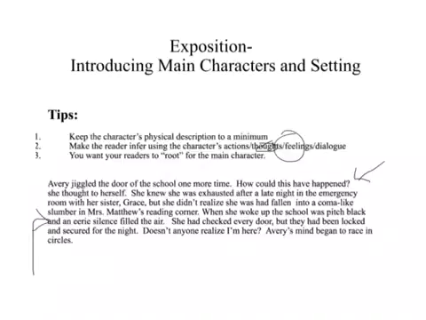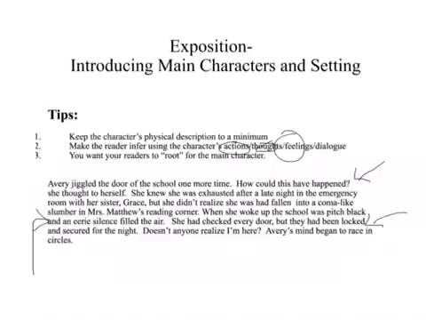She checked every door, but they had been locked and secured for the night. Doesn't anyone realize I'm here? Avery's mind began to race in circles. So right here, one of her actions where she checked every door, but they had been locked and secured.